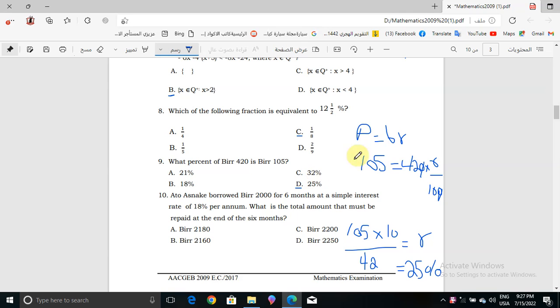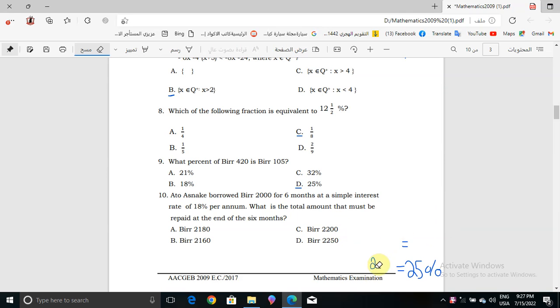Okay, now let's go to question number 10. It says that Otto borrowed 2000 for 6 months at a simple interest rate of 18% per annum. What is the total amount that must be repaid at the end of the 6 months? First of all, the interest is equal to PRT.